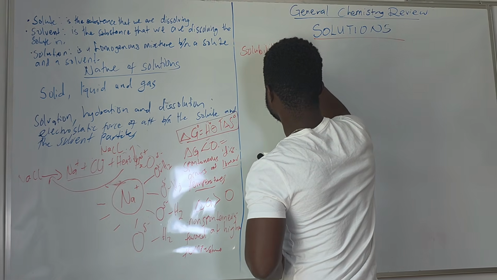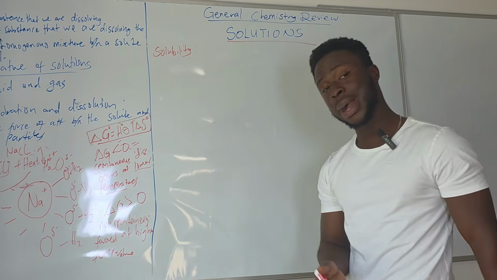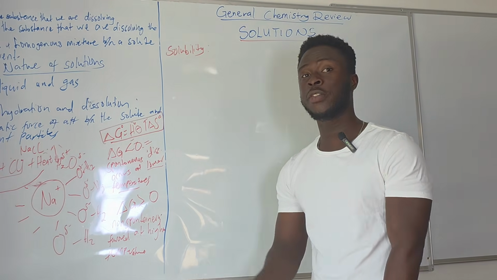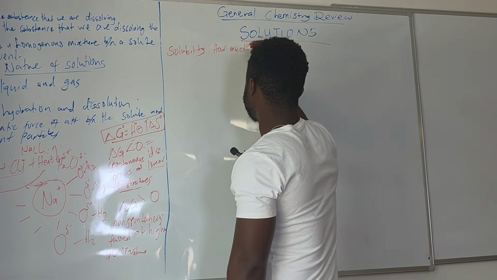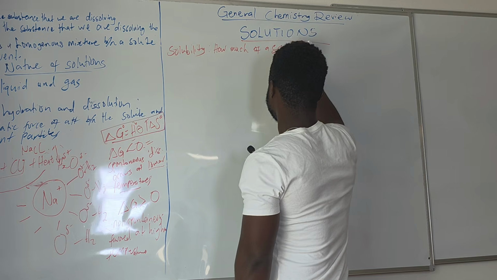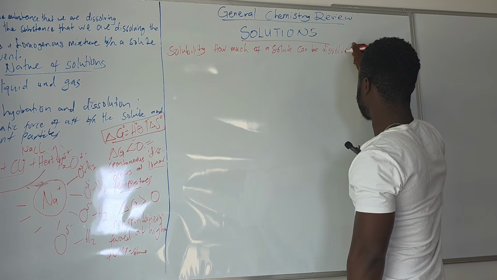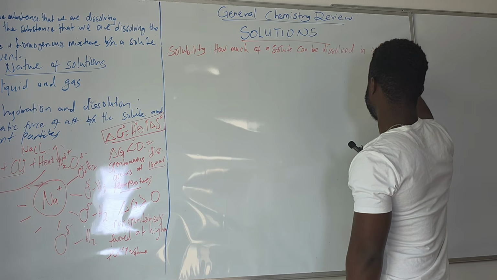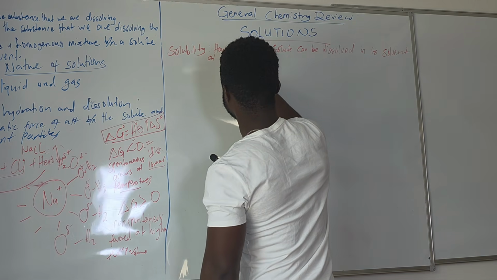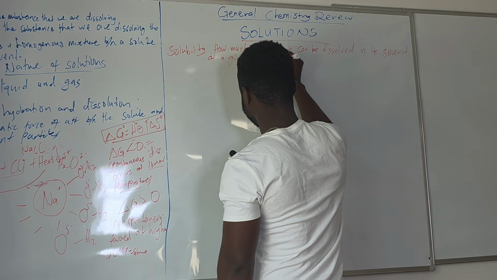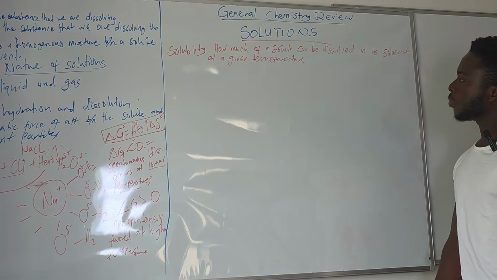Solubility. Now, when we talk about solubility, all we're trying to say is how much solute you can dissolve in a solvent at a given temperature. So solubility is just how much of a solute can be dissolved in its solvent at a given temperature. That is solubility for you.